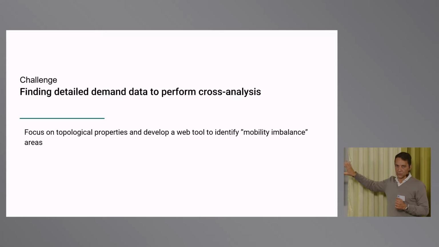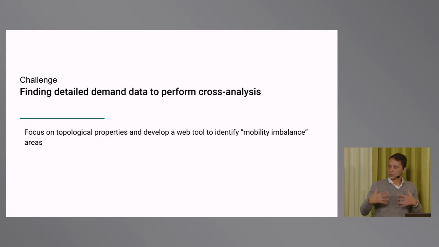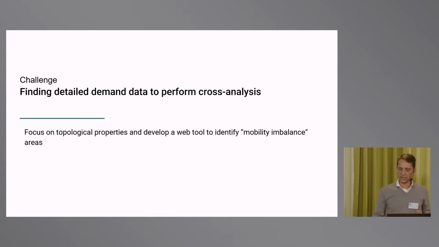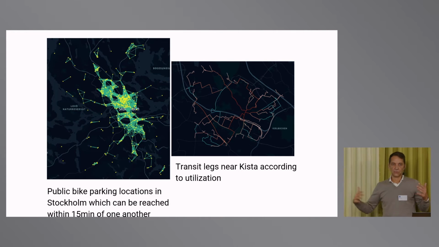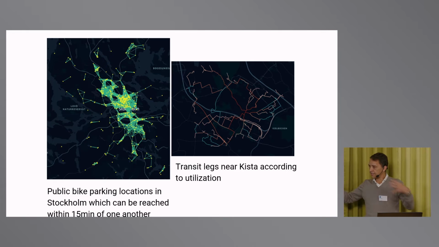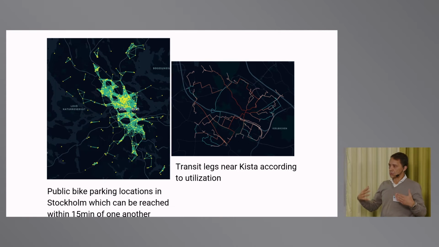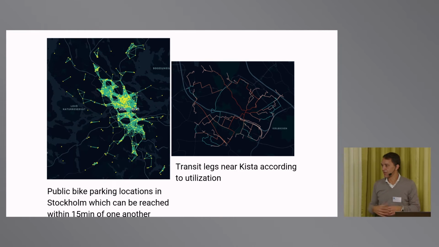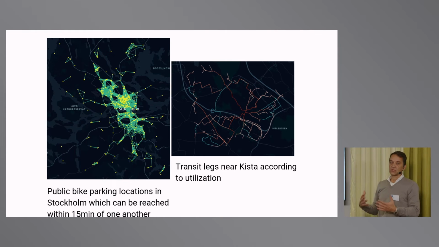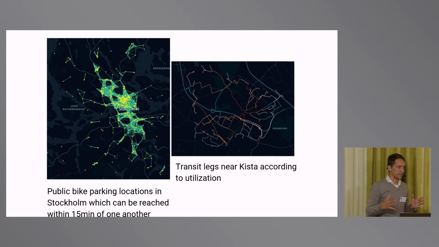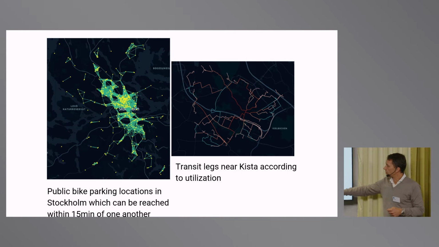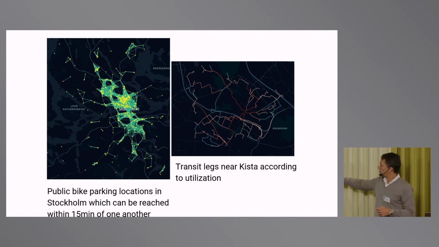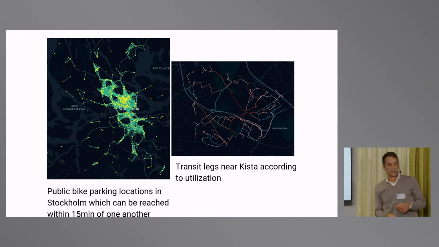At the end of the day, what we decided was to just focus on the topological properties and leave, in a sense, the estimation of demand for further steps because we couldn't do it in the project given the lack of data. We started analyzing using existing tools, but most importantly, combining them into a single web tool that, as Lucas knows, we are actually delivering to the city as a way of analyzing these mobility imbalances in the city. So here is just an example of what we did for public bike parking locations and also Transilect. This is near the region of Kista.